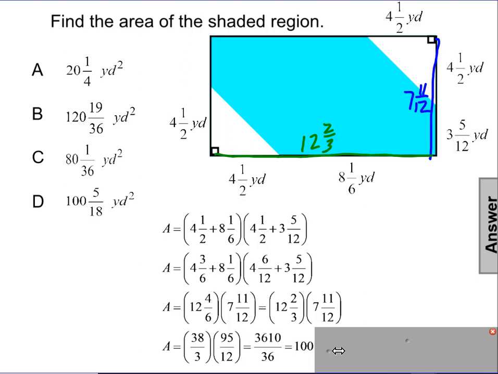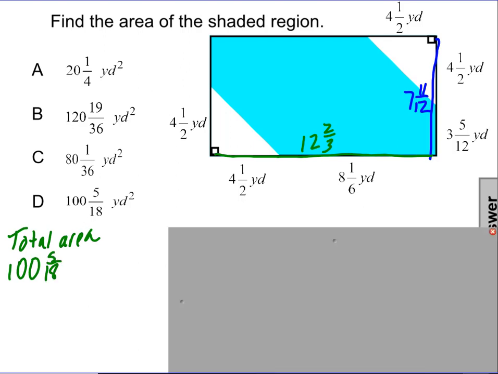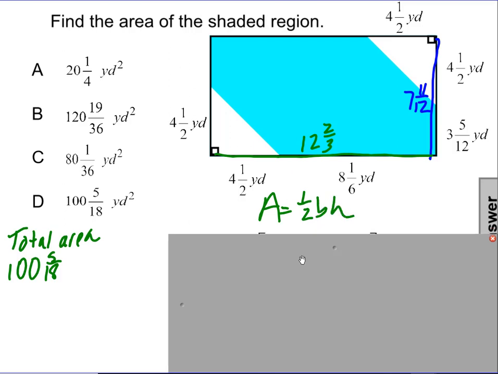multiply across and I get 105/18 of a yard squared. So that's my total area, 105/18 yard squared. Now to find my area for my two triangles in the corners, area equals 1/2 base times height, but I'm going to go ahead and double that because I have 2.